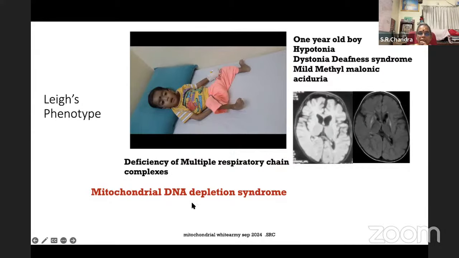And this is mitochondrial DNA depletion syndrome. It is fatal. Usually these children do not survive. So this is deficiency of multiple respiratory chain complexes. Complex 1, 2, 3, 4, 5. Multiple complexes are defective. They present with severe cognitive and developmental delay with deafness and dystonia.